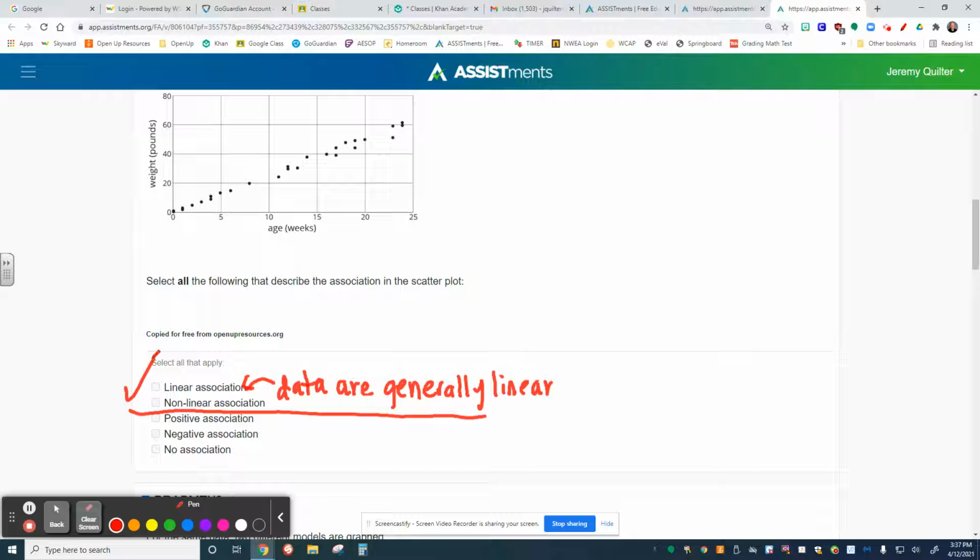So looking back at these data, when you read these data from left to right, are we looking at data that have a positive association, meaning as age increases, weight increases? Is there a negative association? As weeks increase, the weight decreases? Or is there no association, meaning that the age has nothing to do with the weight of whatever this is? So pick one from the top two choices and one from the bottom three choices. You should have 2 check marks, and that's it for this one.